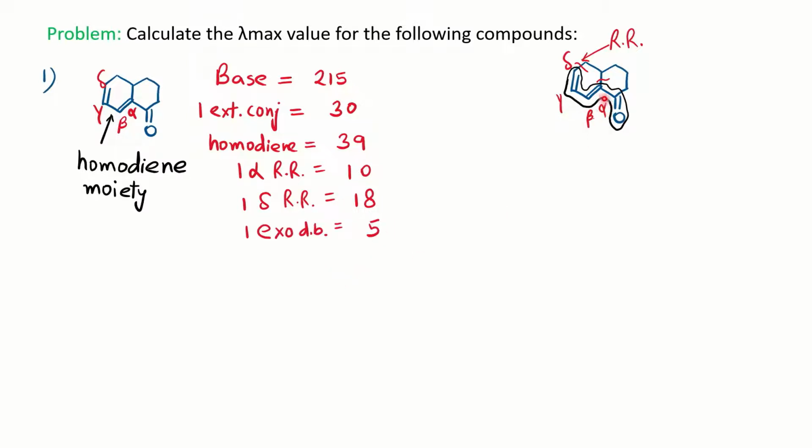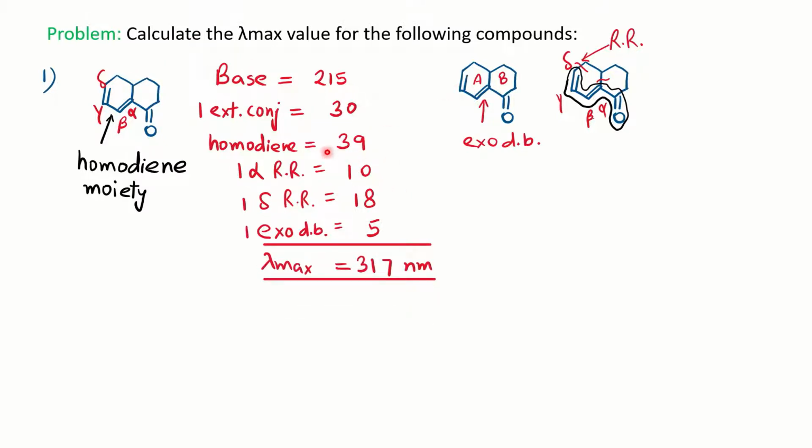Then exo double bond, do you have an exo double bond here? How to find that? For that you just give the name to the rings A and B, and you notice this particular double bond is exo to the B ring. If you see carefully, this double bond is just outside the B ring, so one exo double bond, while the other double bond is not exo to any other ring. So one exo double bond you have to add plus 5.